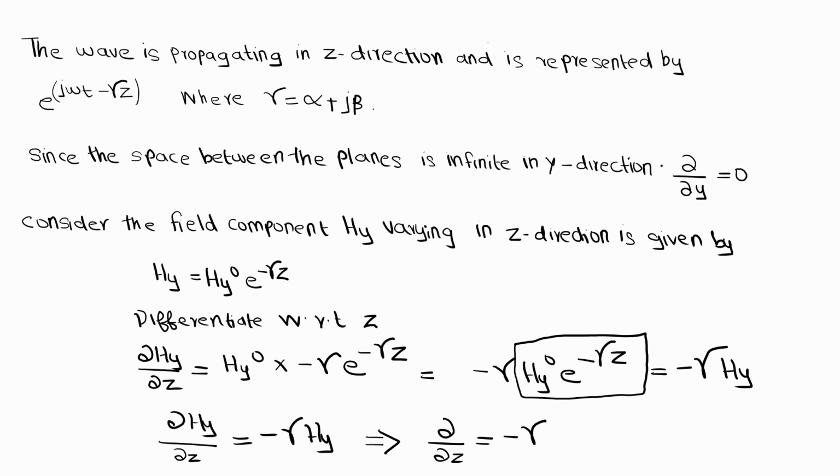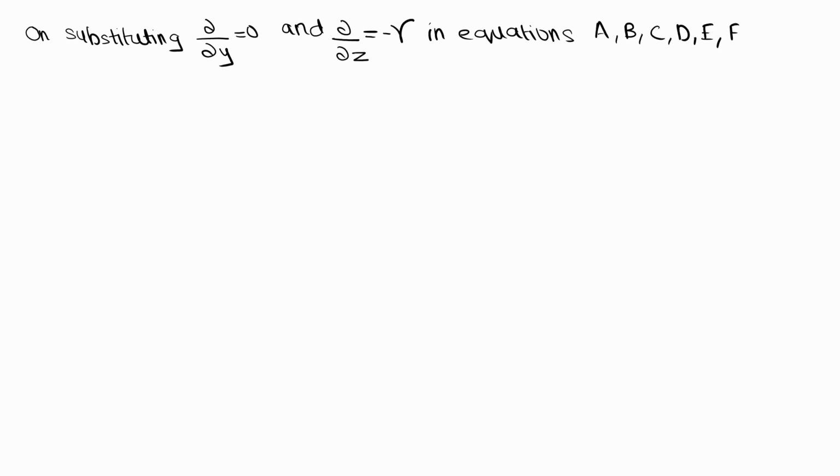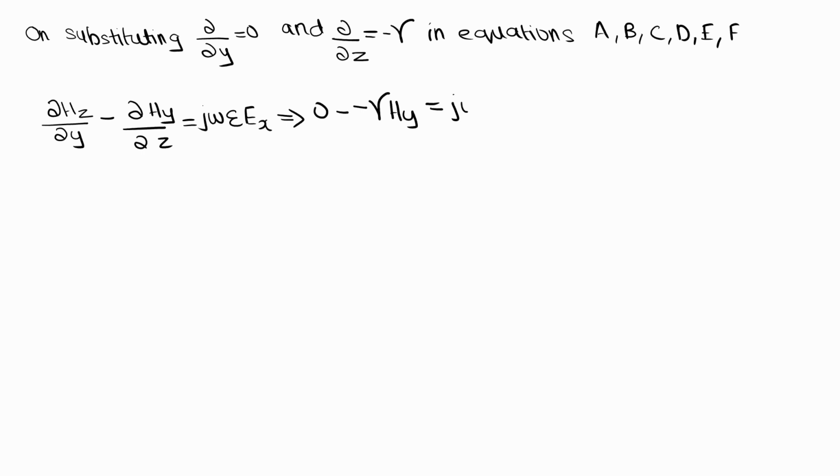Now on substituting ∂/∂y = 0 and ∂/∂z = minus gamma in equations a, b, c, d, e, f, we will get ∂Hz/∂y minus ∂Hy/∂z equal to j omega epsilon Ex. Now we know that ∂/∂y equal to 0. So this is 0 minus minus gamma Hy equal to j omega epsilon Ex, which implies gamma Hy equal to j omega epsilon Ex.